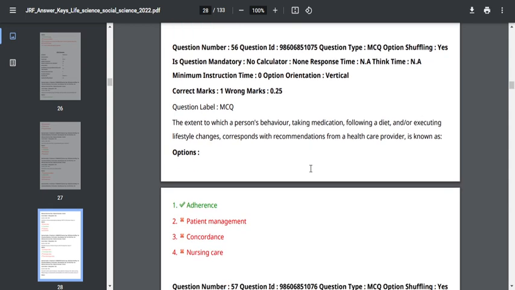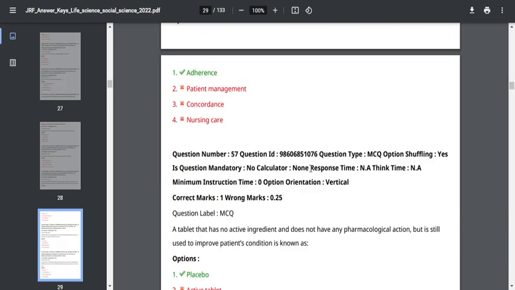The extent to which a person's behavior, taking medicine, following a diet, executing life changes, corresponds with recommendations from a healthcare provider. So this process is called adherence. So for these things you don't need any particular knowledge. If you have general knowledge itself, you can answer this question.